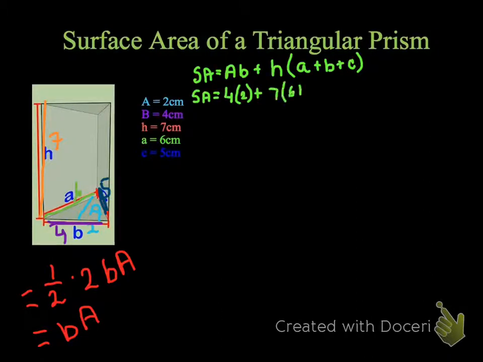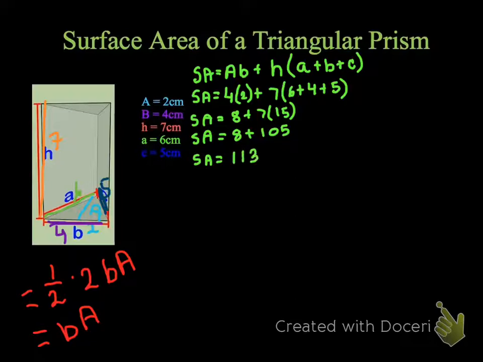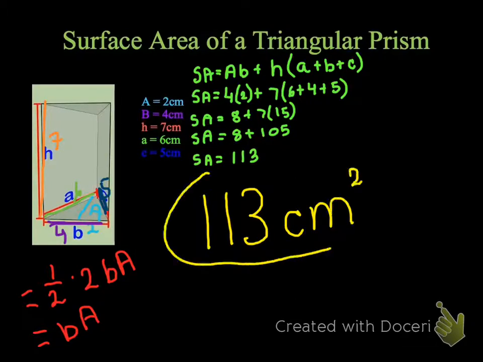4 times 2 plus 7, the quantity of 6 plus 4 plus 5. Let's simplify. 8 plus 7 times 15. 8 plus 105. 113. So our final answer is 113 centimeters squared.